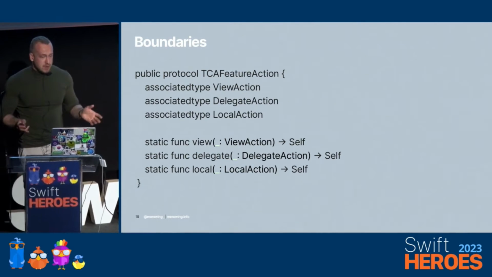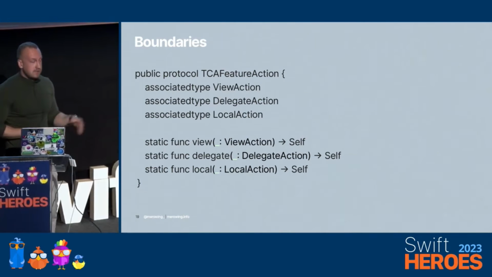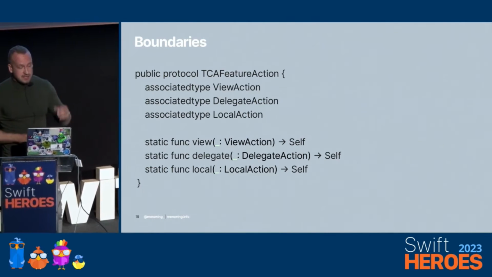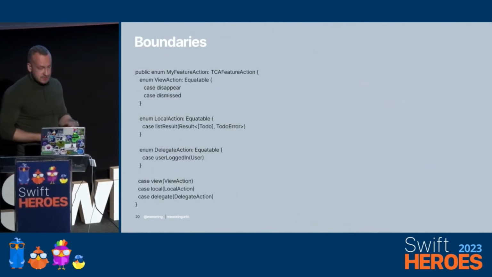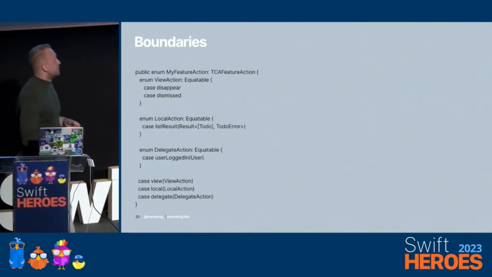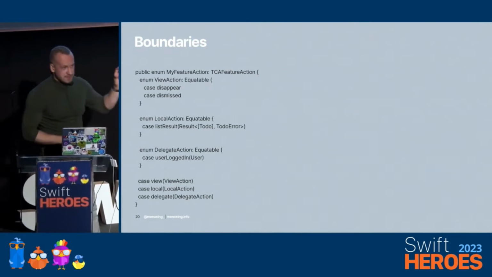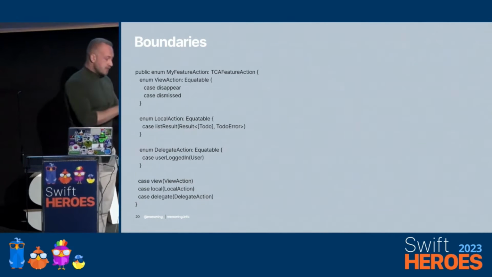And that is pretty straightforward. Local is basically like the side effects, so any kind of network calls. View is what the view layer does, and the delegate is what I want the parent to be aware of. And what this looks like is that I can do this kind of implementation. I basically use the protocol witness feature of Swift. So now I have explicitly grouped things.